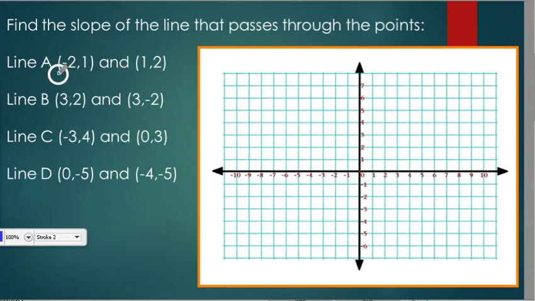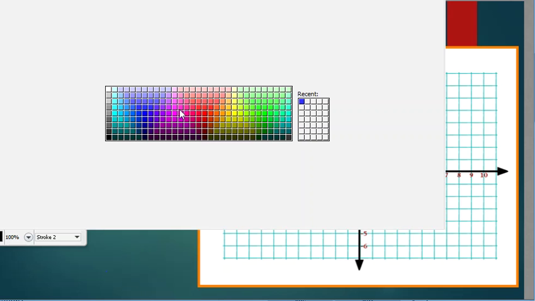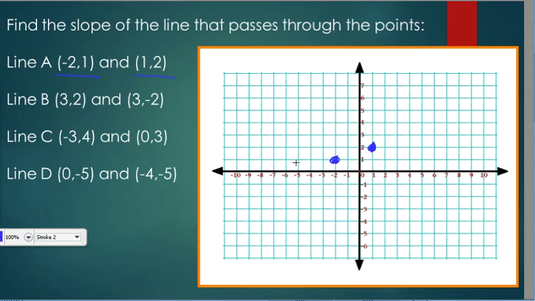For line A, I'm going to use the color blue. Okay, so we know that line A crosses through the point -2, 1. So to the left 2 and up 1. And also it crosses through the point 1, 2. So that means to the right 1 and up 2. Now once I have my 2 points drawn, I can graph a line. Remember, if we know 2 points that are on the line, we can graph the line. So I'm going to go ahead and draw our line here in blue.